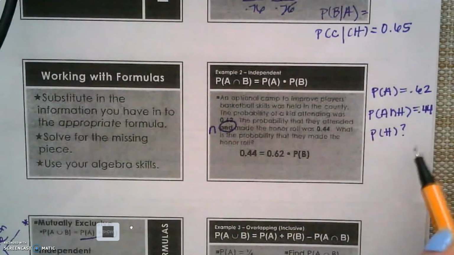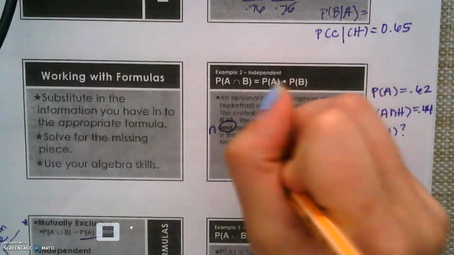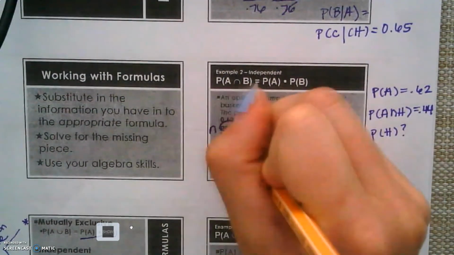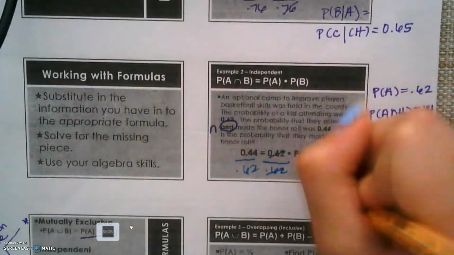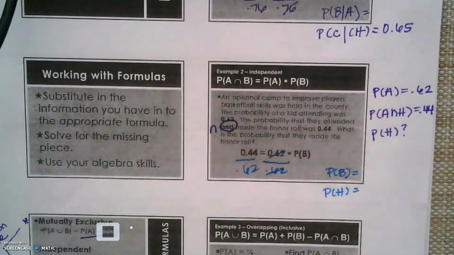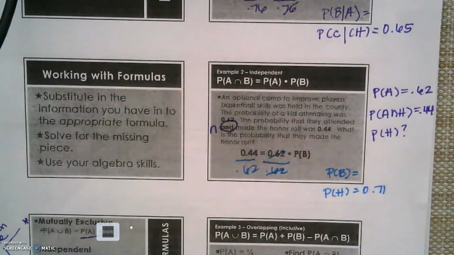Again, using this information, we're going to match up our formulas. Well, this is an independent event. Going to camp and being on the honor roll don't depend on each other. They're two separate things. So we substitute that information into our formula. And again, we're multiplying, so we use division to solve. The probability of B, which we said is the probability of honor roll, is 0.44 divided by 0.62. If we round to the nearest hundredth, it's going to be a 71% chance.